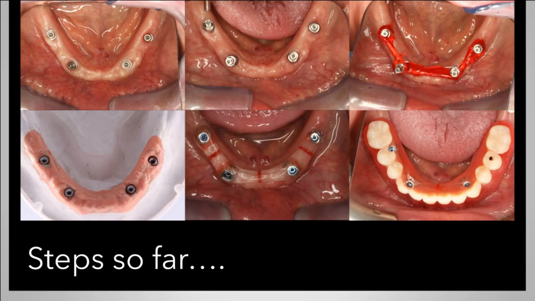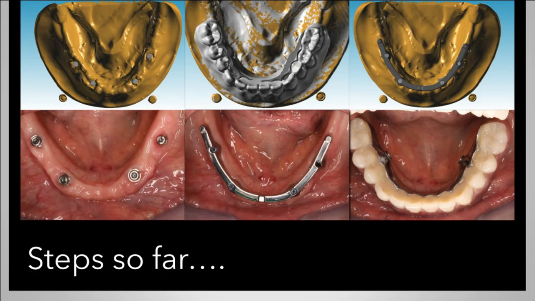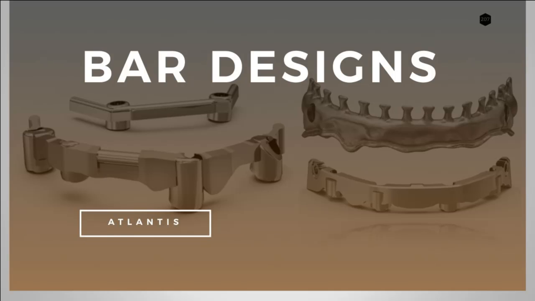From that, we've then had a master model made. We've verified that the master model is accurate. We've then made a screw retained try-in. From the screw retained try-in, we've then digitized the screw retained try-in. We've then constructed the primary bar and the secondary bar, and then these have been used to make the final prosthesis for the patient.